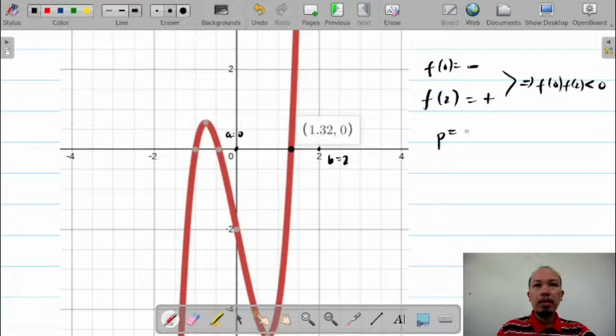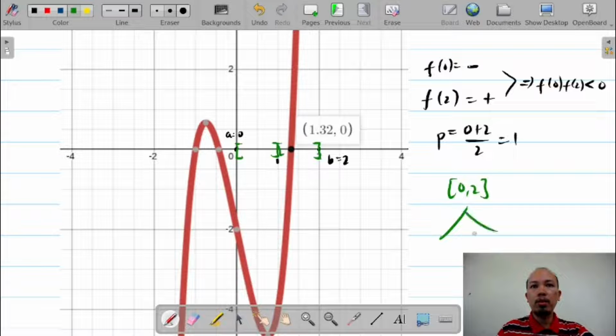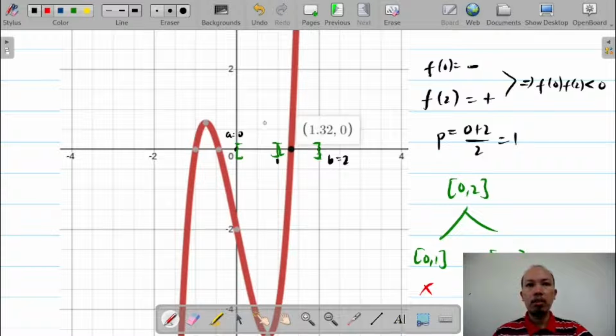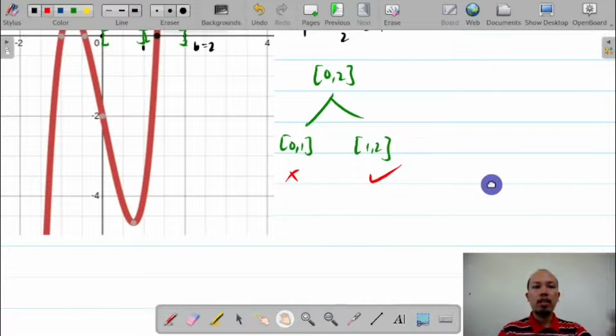Get the midpoint. p is equal to 0 plus 2 over 2, which is 1. So 0,2 is divided into two intervals, 0,1 and 1,2, and we know that 1,2 is the right one, since there is a root in 1,2. You can continue from here. This is our new interval AB.